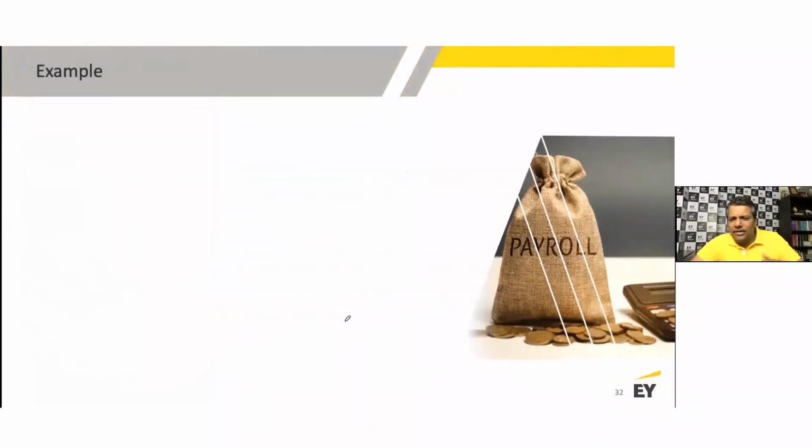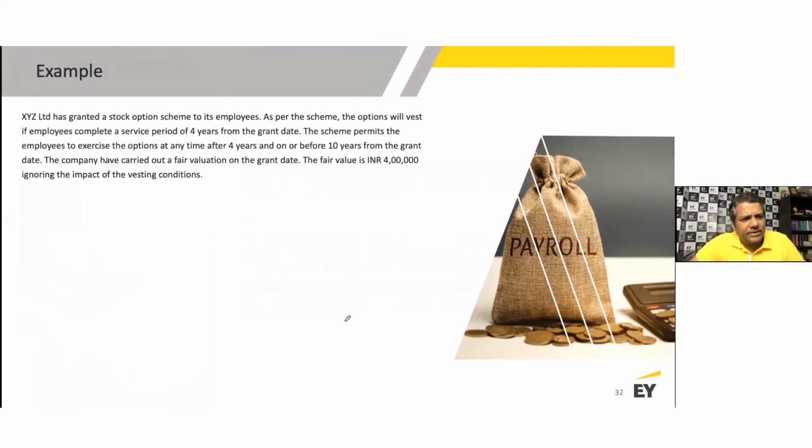We'll further try and understand this with the help of examples. XYZ Limited has granted a stock option scheme to its employees. As per the scheme, the options will vest if employees complete a service period of 4 years from the grant date. The scheme permits the employees to exercise the options at any time after 4 years.